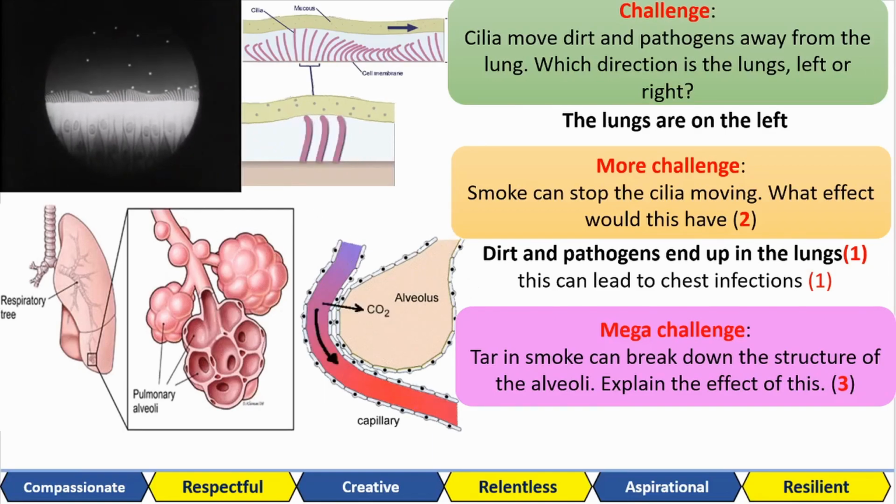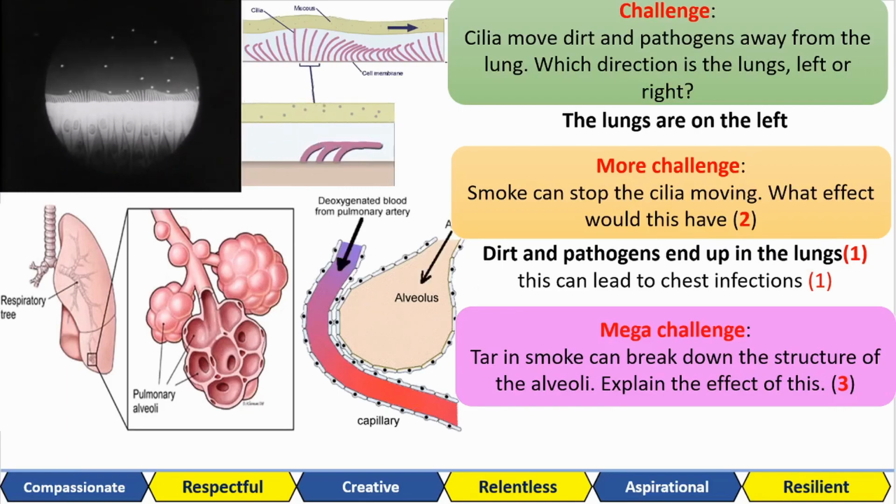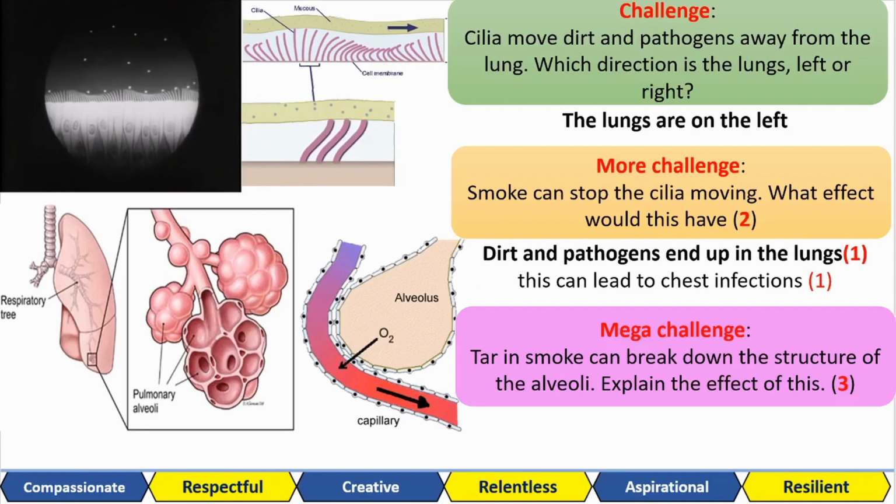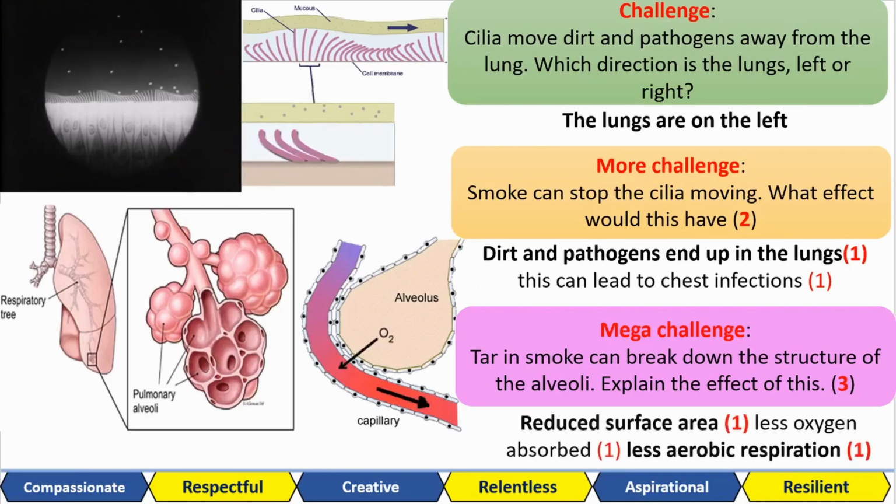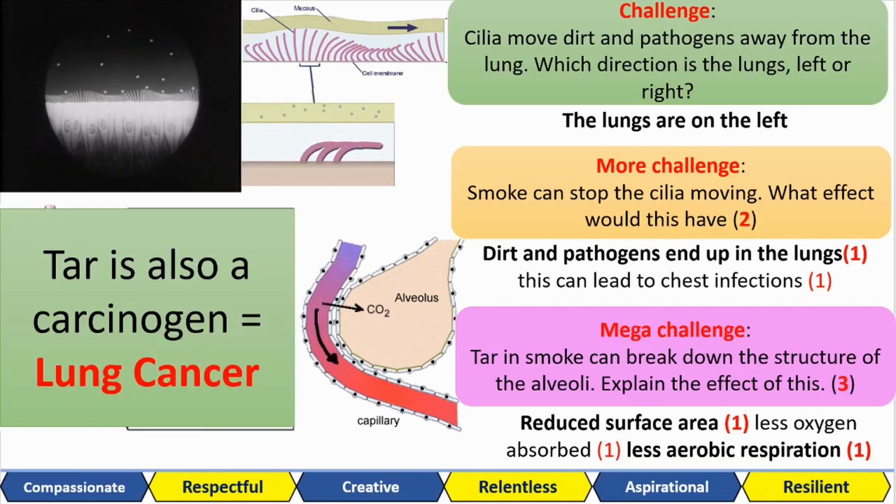For the last challenge question, we saw in a previous video that the alveoli, which is the site of gas exchange, have these bowl-like structures which increase the surface area for diffusion. Whenever you've got a cell or a structure that's folded or has got lots of surface area, it is to increase the rate of absorption of certain minerals and nutrients. So a breakdown of the structure will mean that there is a reduced surface area, so less oxygen is absorbed and therefore less aerobic respiration is happening. If there is anything else that you're gonna get from this video, it's that tar is a carcinogen which can cause lung cancer.